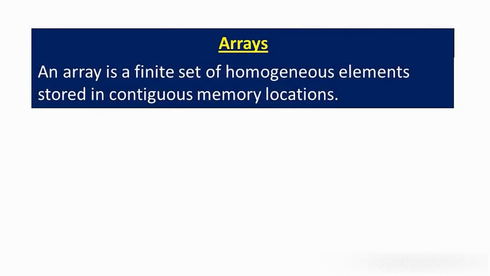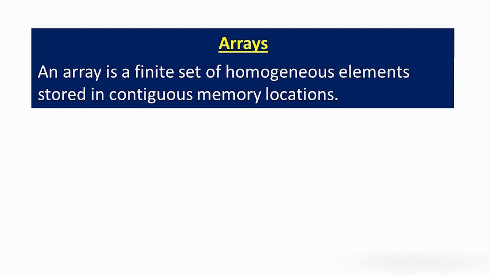Now I will give you an idea of arrays. By definition, we can say that an array is a finite set of homogeneous elements stored in contiguous memory locations. Okay, what is homogeneous? Homogeneous means belonging to the same data type. So it is diametrically opposite to heterogeneous. So that means an array is a finite set where we can store homogeneous elements, that means elements belonging to the same data type.